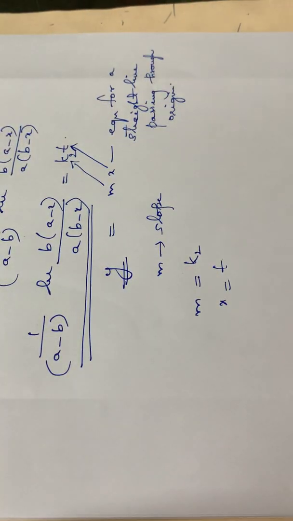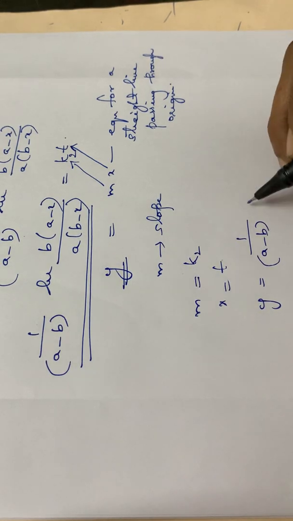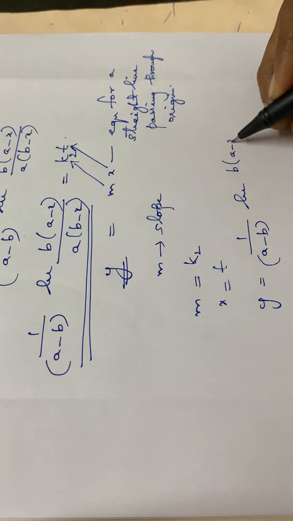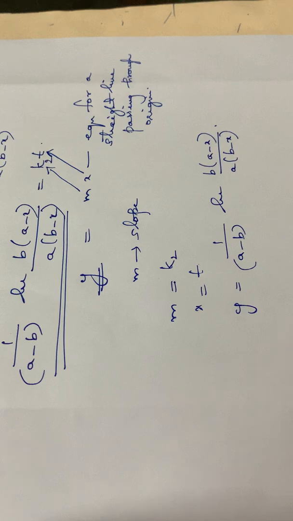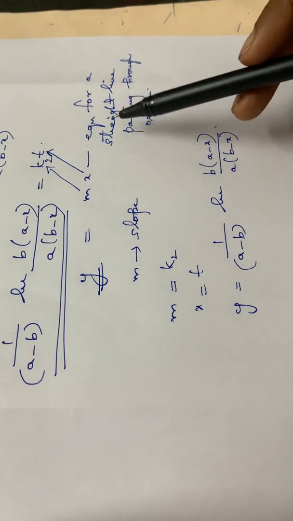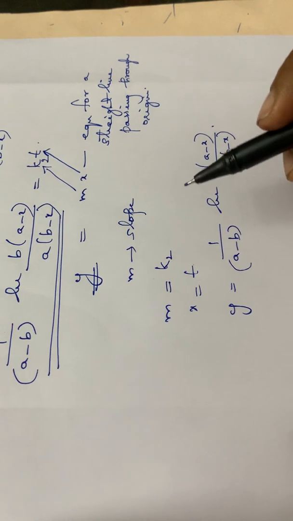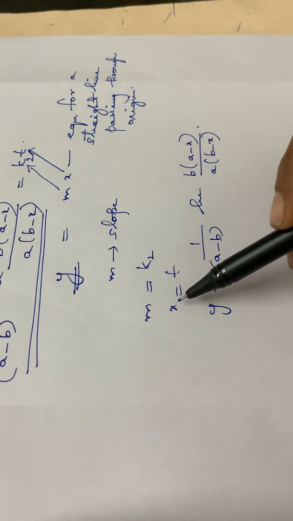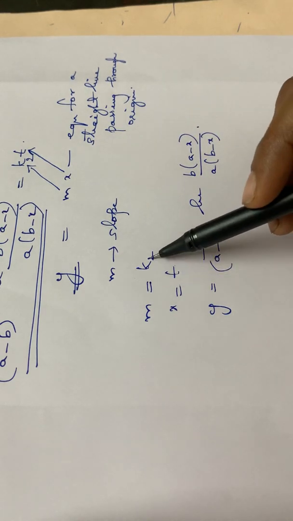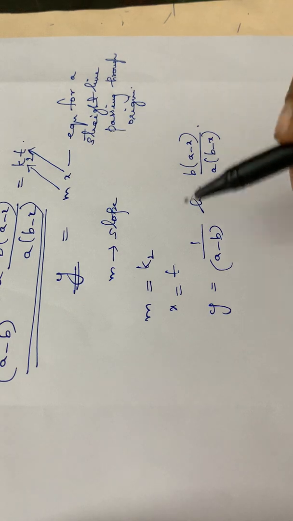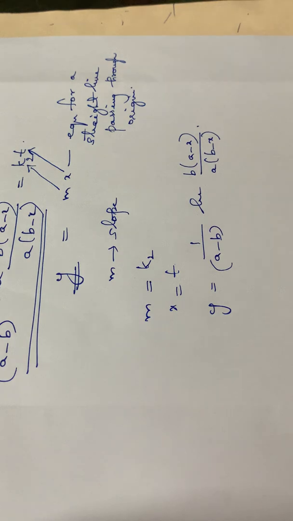y corresponds to this particular term. So y is equal to 1 by (a minus b) into ln b into (a minus x) divided by a into (b minus x). So this is an equation for a straight line passing through the origin. If we plot a graph with t along the x-axis and this particular term along the y-axis, we will have a slope k2, and the slope of that particular reaction will be equal to the rate constant k2.